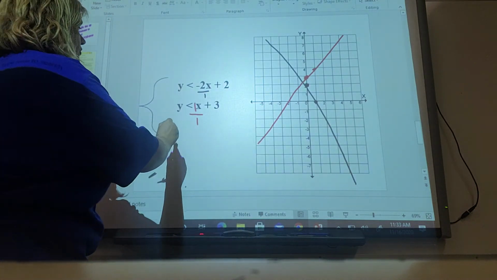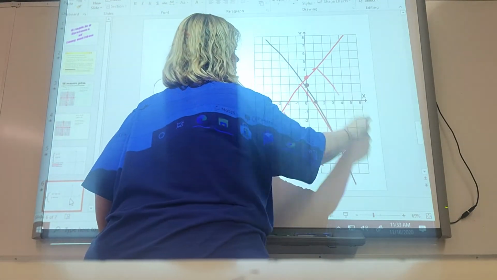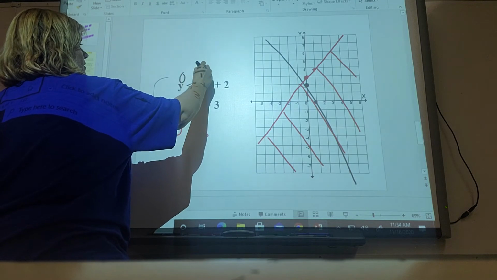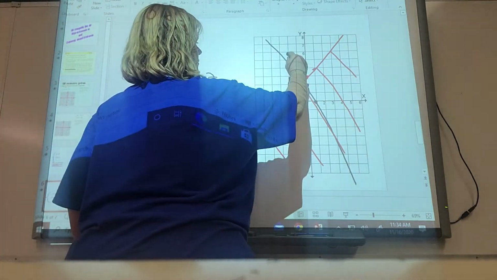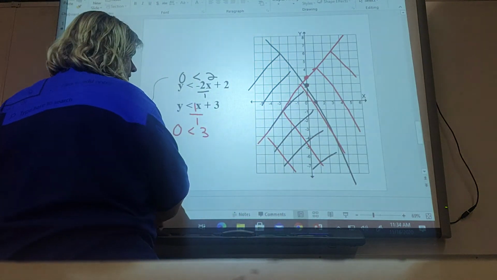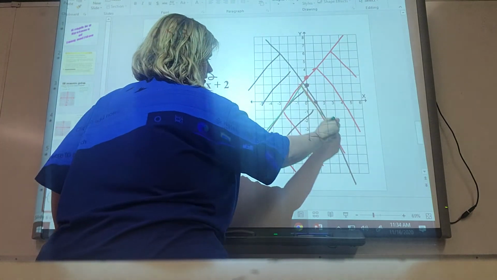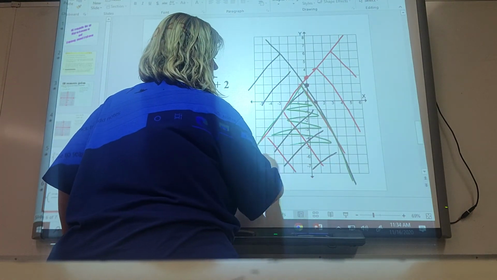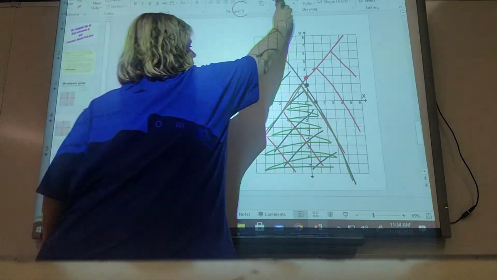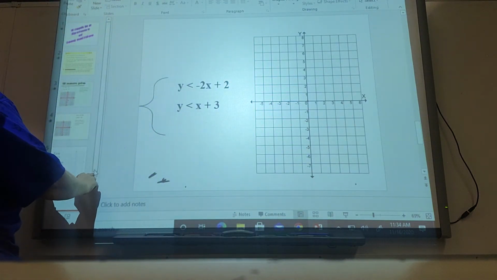Let's go to the red one first. 0 is less than 3, so it is the 0 side. On the black one, we put in zeros. 0 is also less than 2, so it is also the 0 side on the black one. So where they overlap will be right here. So any point in that triangle, the green area, would be a solution to that system of inequalities.